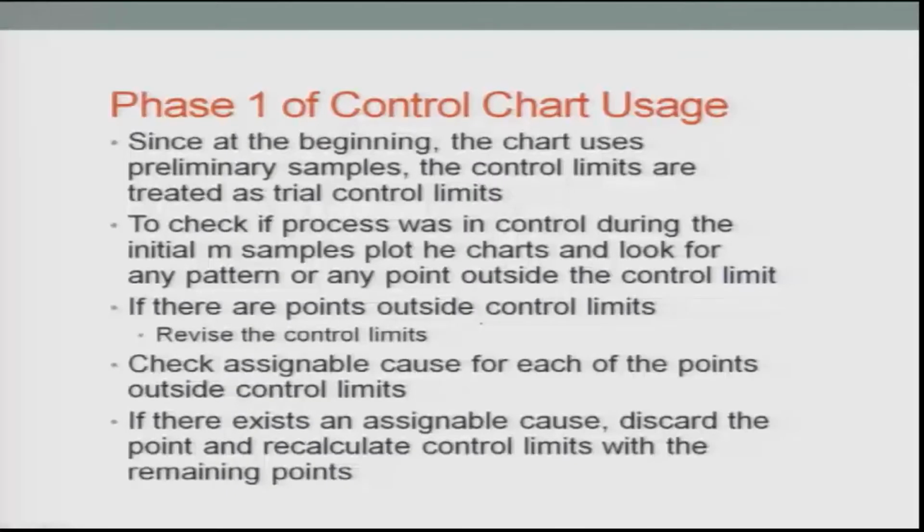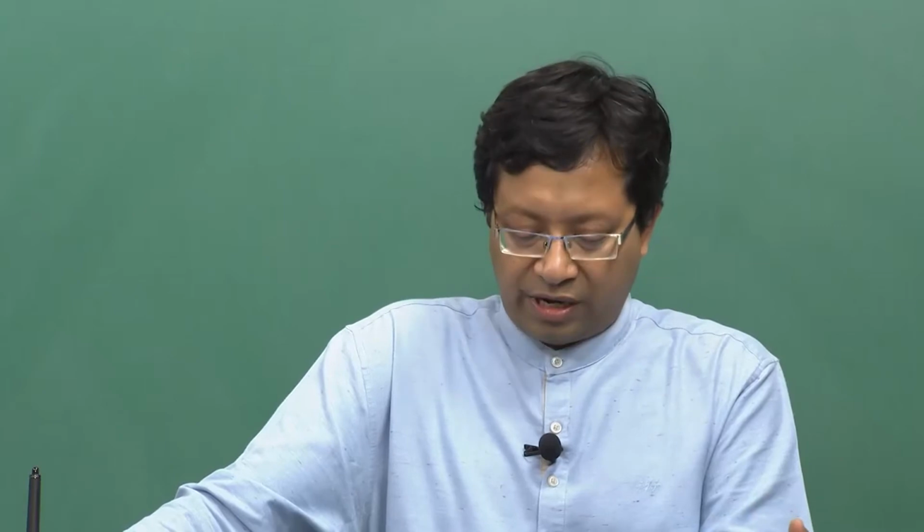To check if the process was in control during the initial m samples, plot the charts and look for any pattern or any point outside the control limits. If there are any, obviously there are warnings which you should take care of, in order to make the estimation process the best, without any error.